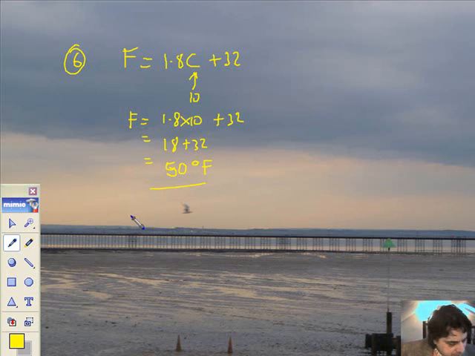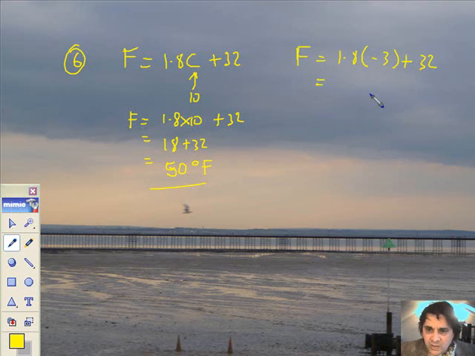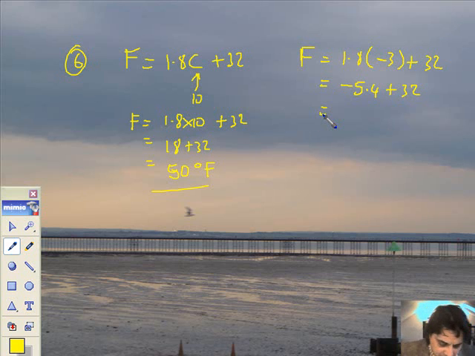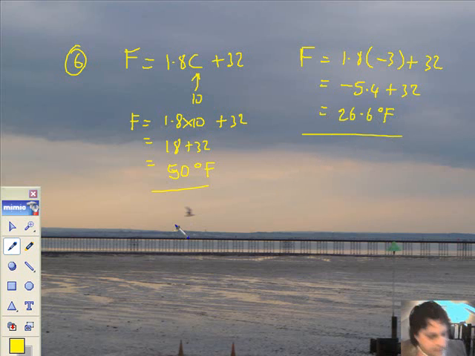That's that one. If I want to use minus 3, quote the formula, 1.8 times minus 3, and then add on the 32 again. I know 3 times 18 is 54, so it's going to be minus 5.4, then add on 32. Now I don't want to get this wrong on my video, so it's minus 5.4, add on the 32, comes to positive 26.6 degrees F.